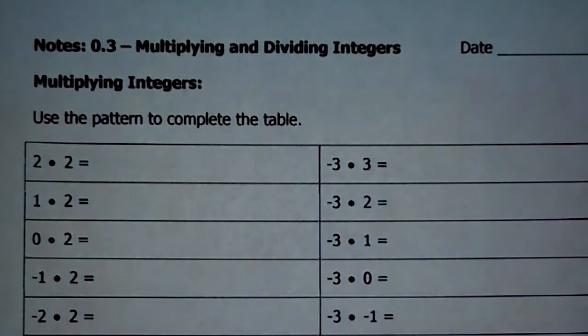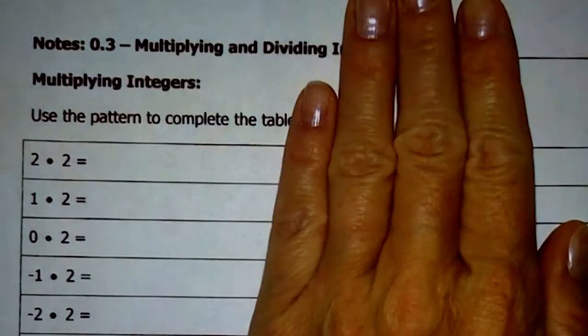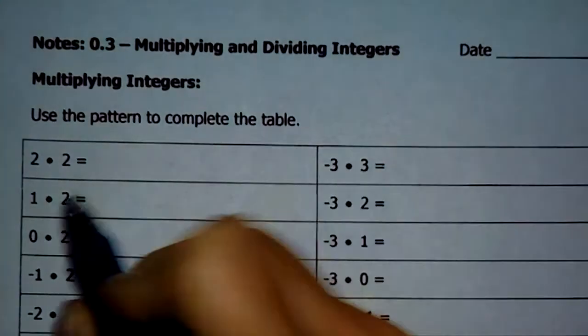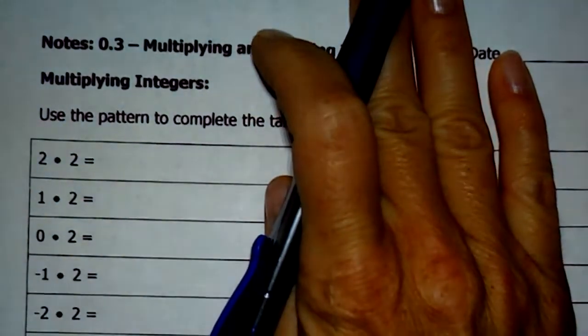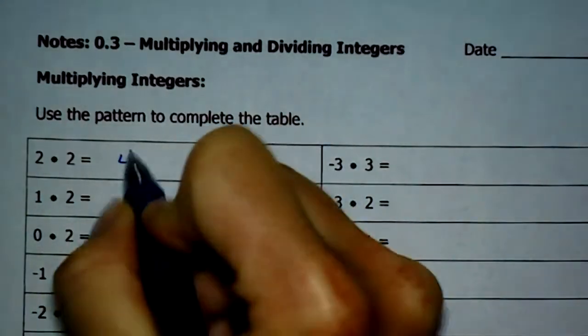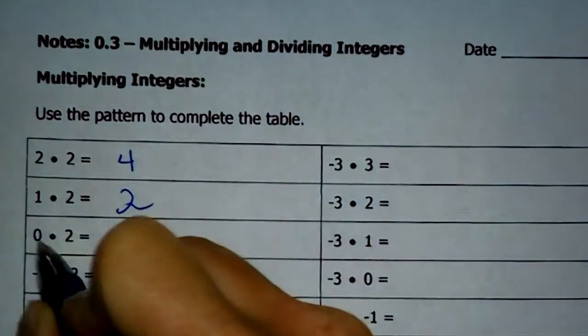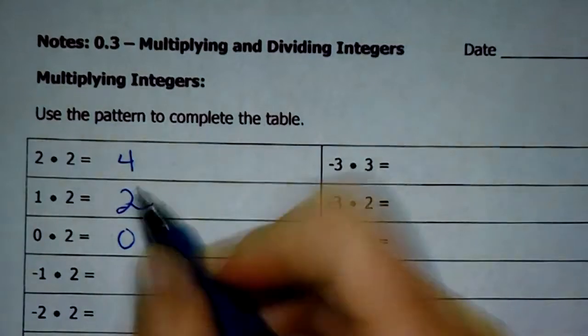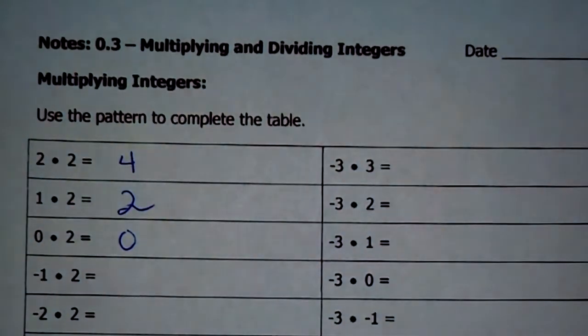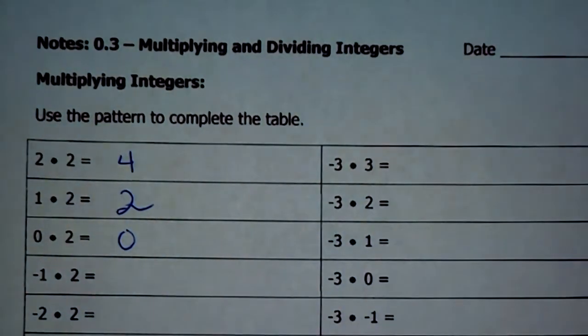Okay, so in looking at these tables, there are some of these problems that you'll already know, right? This is one set of patterns we're going to look at, and another set of patterns that we're going to look at. So on this half, I already know 2 times 2. You do too, right? 2 times 2 is 4, 1 times 2 is 2, 0 times 2 is 0, and then we start getting into some negative numbers, and maybe you're thinking, well, I don't remember. I learned a whole bunch of rules last year. I can't keep them straight. So hopefully we'll be able to keep them straight and understand what's going on here.